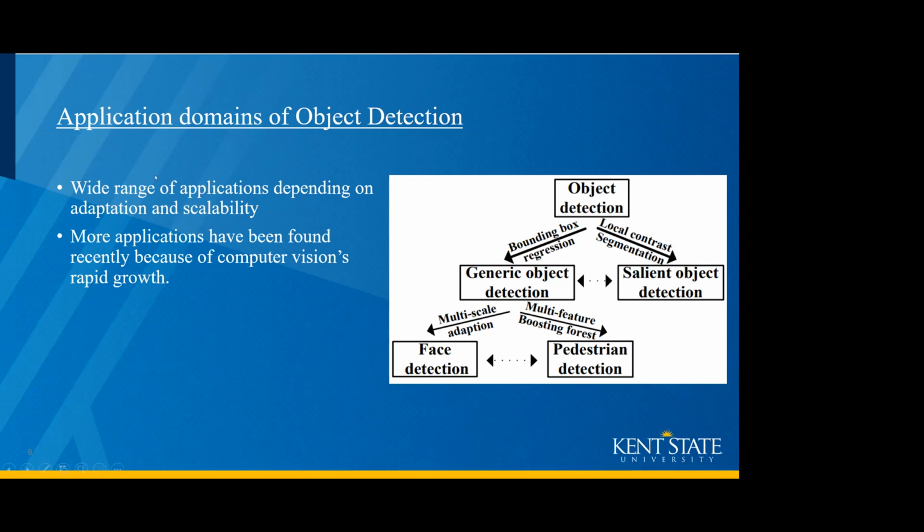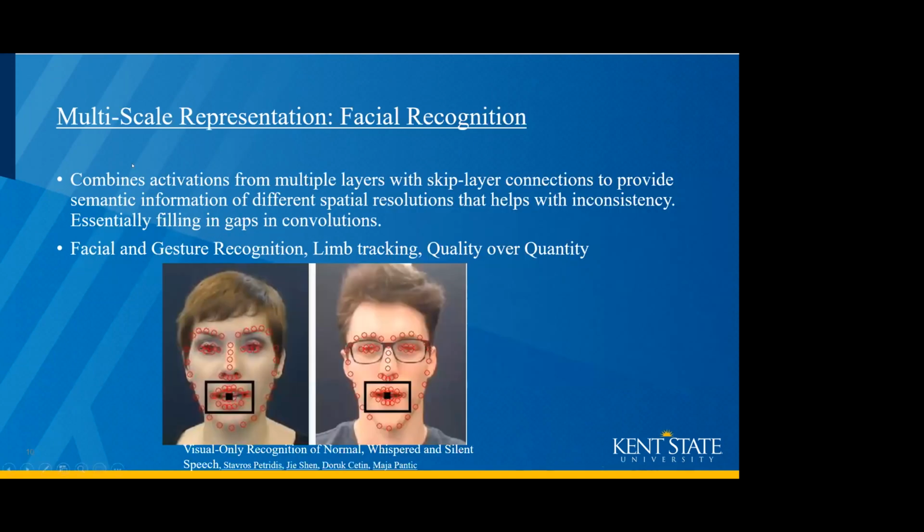But in general, all the applications of object detection have been growing in the last 2 years because of processing power and speed increasing. So with the multi-scale representation, it means that in those convolutional layers, there are skip layers that provide consistency. Those provide semantic information to help fill in the gaps with consistency. And so those convolutions will have more accuracy, essentially. And this can be used for facial recognition, limb tracking, and essentially is quality over quantity.